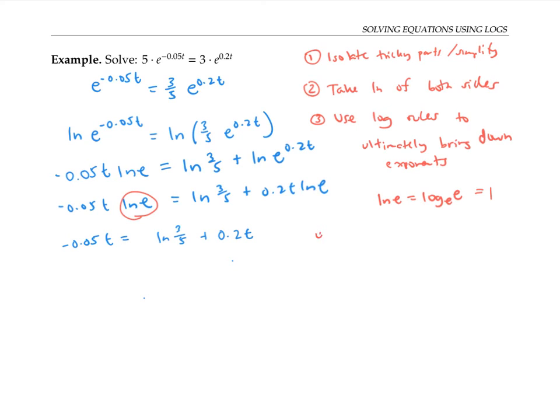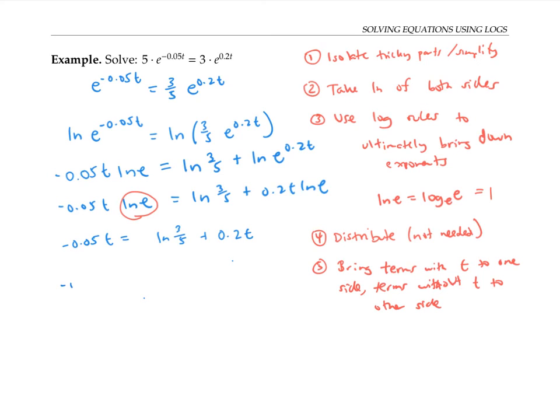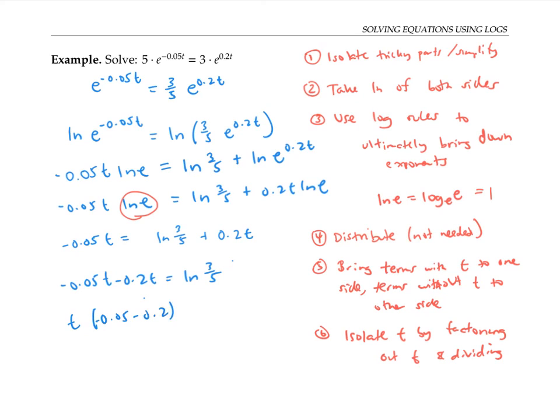Next, I'm ready to solve for t. So I don't need to distribute here, but I do need to bring my t terms to one side and my terms without t to the other side. So let's see, I'll put my t terms on the left and my terms without t on the right. And finally, I'm going to isolate t by factoring and dividing. So by factoring, I mean I factor out my t. And now I can divide. Using my calculator, I can get a decimal answer of 2.0433.